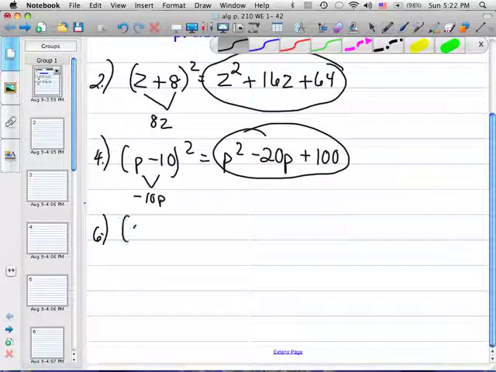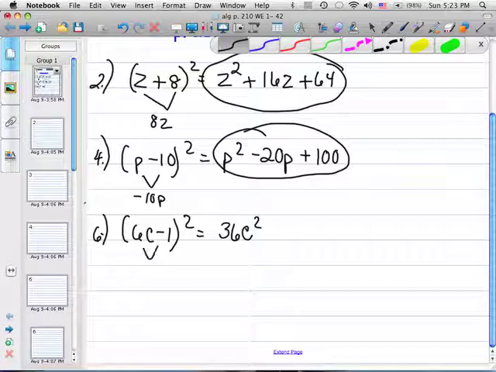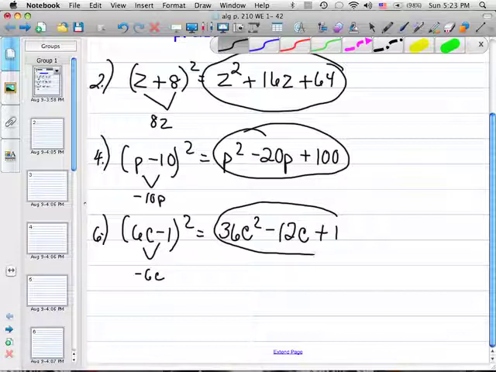Problem number 6. 6c minus 1 quantity squared. First term squared. 6c times 6c is 36c squared. Product of the two terms here in the binomial is negative 6c. Double that up, it'll be negative 12c. And the last term, negative 1 times negative 1 is positive 1.